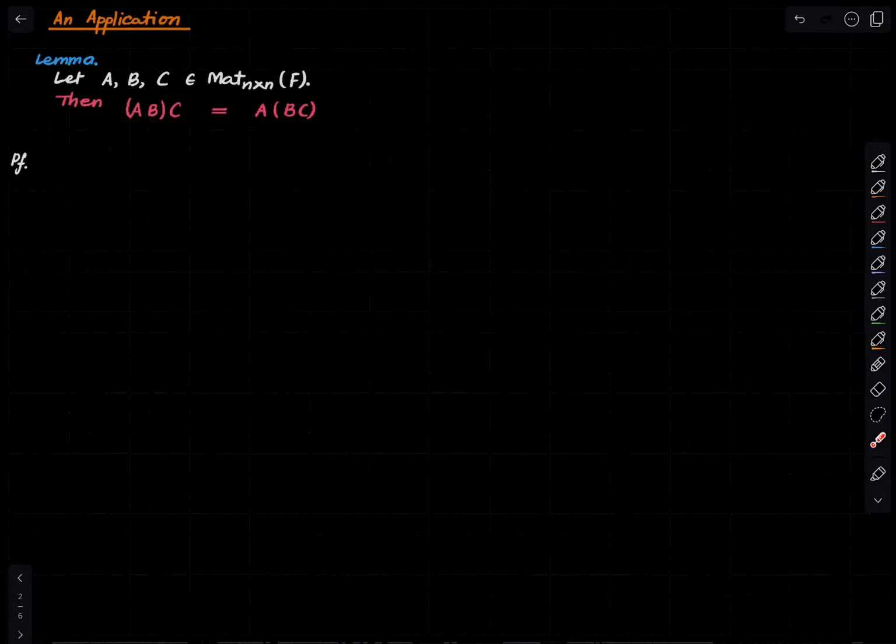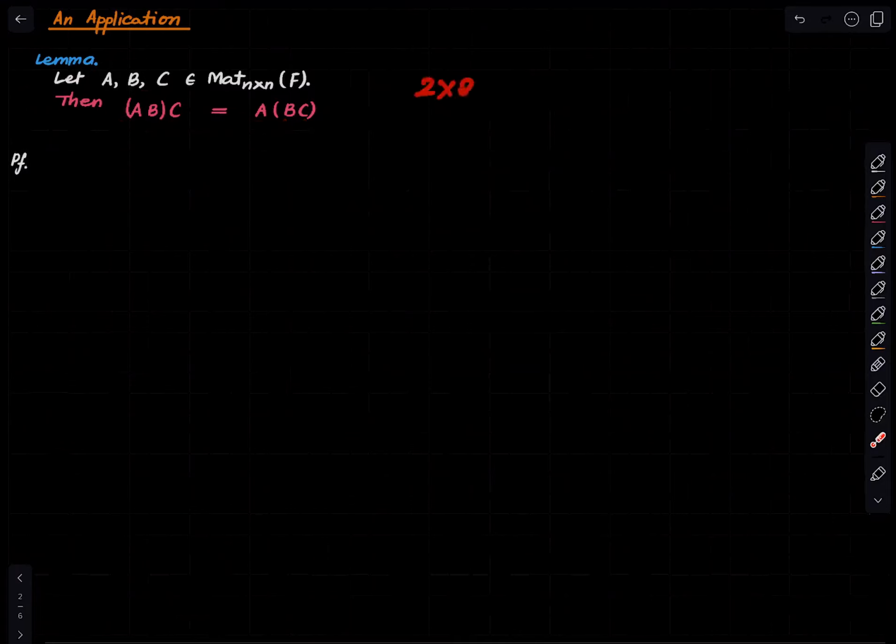So first we'll see a small application of linear algebra to matrices. Suppose we have three matrices A, B and C. All of them are in M_n(F) over some field F. Then if you multiply A and B and then multiply the result with C, it's the same as first you multiply B and C and then multiply the result with A. So this is associativity of product.